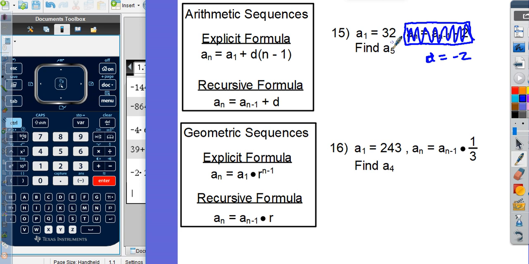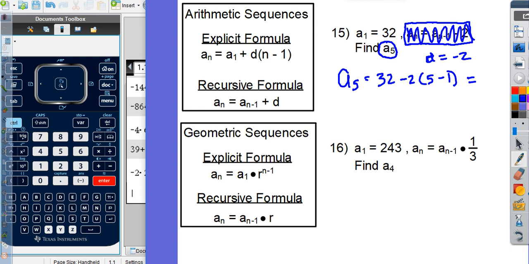Or we can even just start our pattern. It tells us we want to find the fifth term. So when I do this, I'll do the explicit formula first. I know I'm looking for 5. So our first term is 32, and d is going to be minus 2, in parentheses, and I know I'm looking for 5 minus 1. I'm just plugging all this into our explicit formula right here.